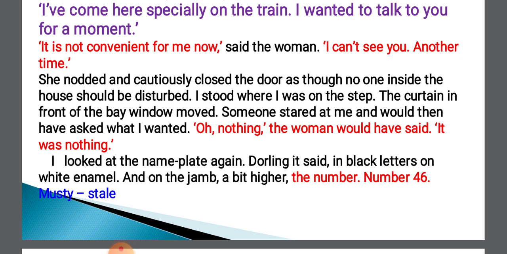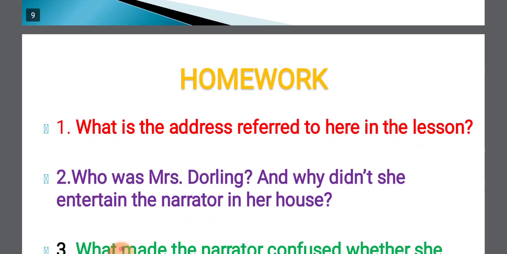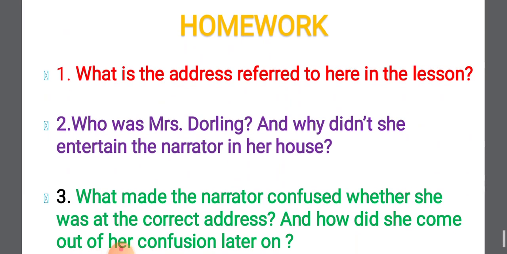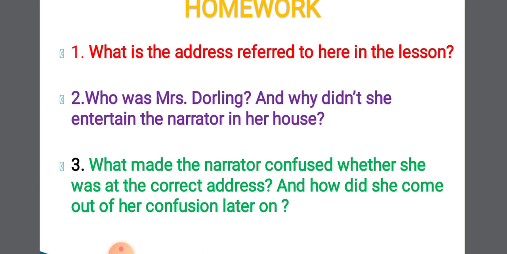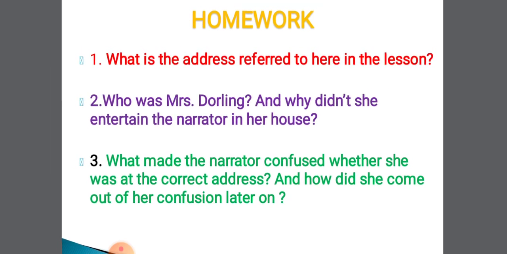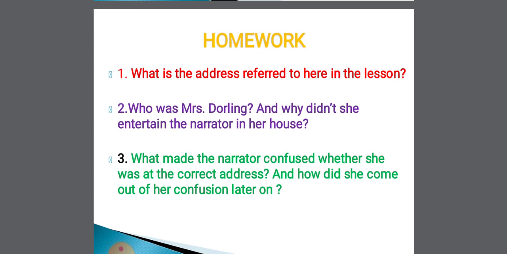So this much we have done. We will continue in our next class from the next part. I wish that you will go through the text and listen to this audio play, and it will help you out. A few questions I have given for homework. What is the address referred to here in the lesson? Who was Mrs. Darling and why didn't she entertain the narrator in the house? So in this way, I suppose that by listening to our conversation, you can easily answer the questions.